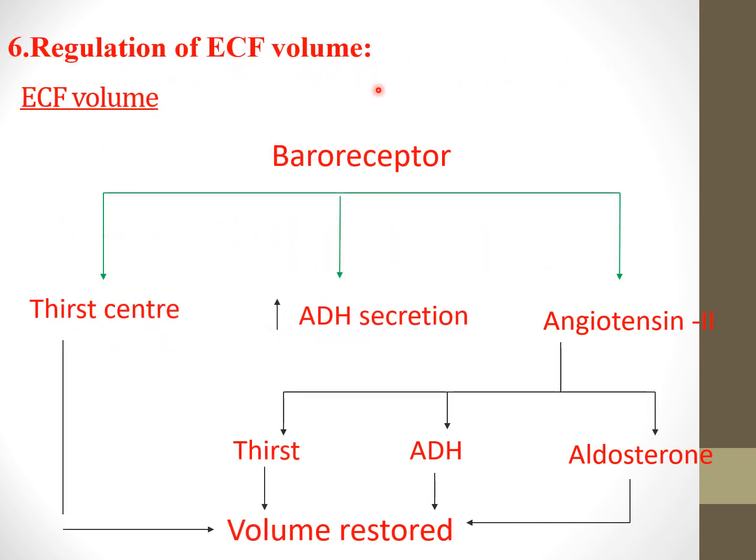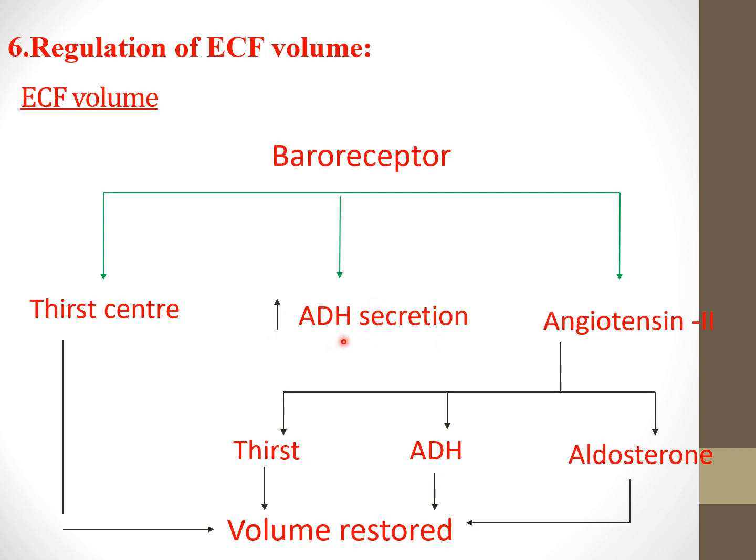So regulation of ECF volume is actually very similar to the previous one, that is maintenance of osmolality. So for ECF volume, whenever there is a decrease in ECF volume, the baroreceptors are stimulated, and the baroreceptors are going to cause the increase in ADH secretion. So how is the volume restored? Whenever there is a decrease in ECF volume, the baroreceptor signals are decreased, and it causes an increase in antidiuretic hormone secretion.